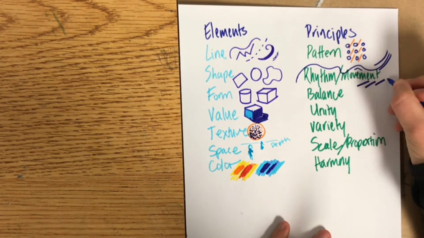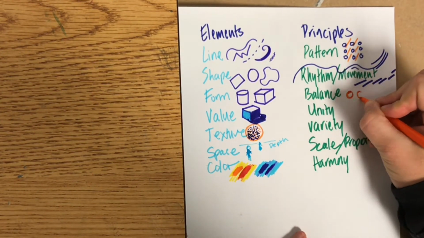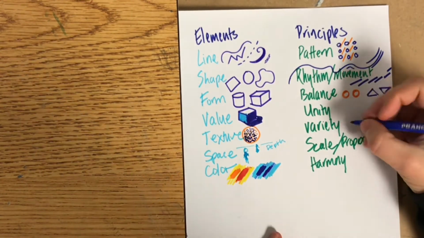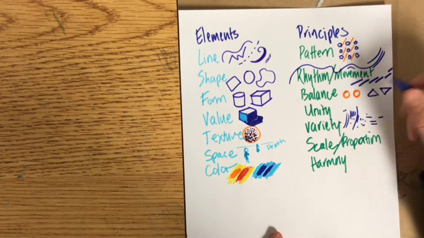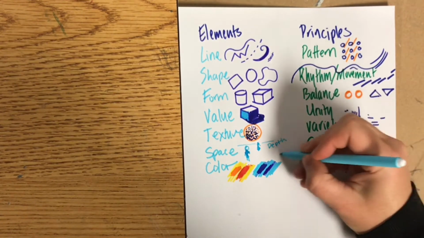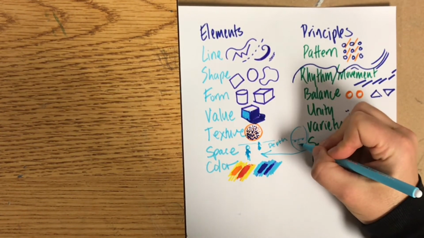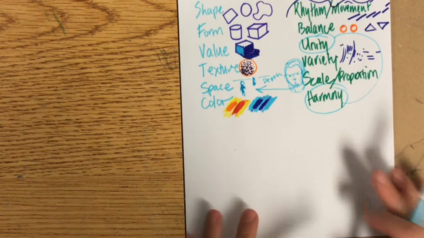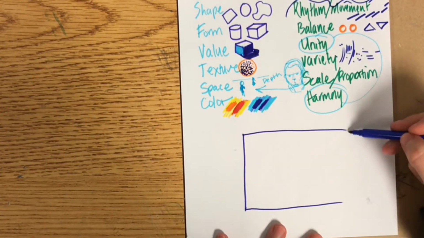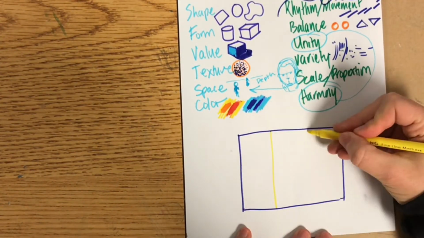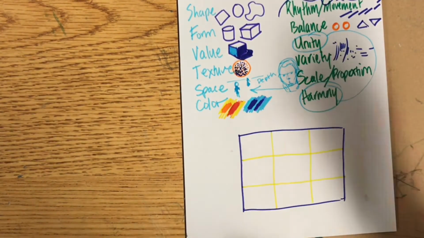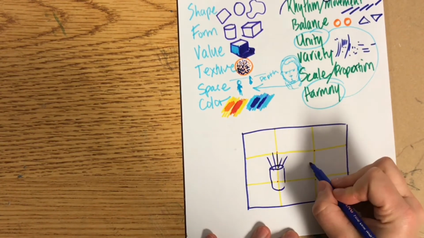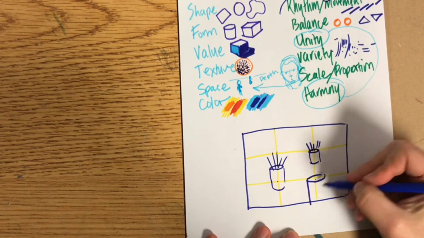Pattern, so pattern is just a repetition of an element of design. Rhythm, you can create rhythm with line. Balance would be something that's symmetrical or asymmetrical but still balanced. Unity would be the composition and it looks complete. And then scale and proportion, I just want to make sure that's the proportion of maybe a face or the way an object actually looks.